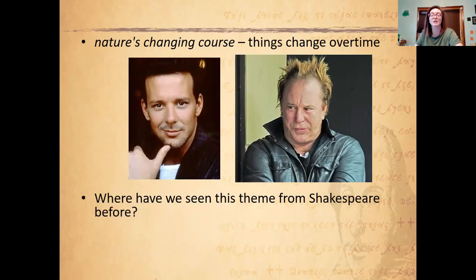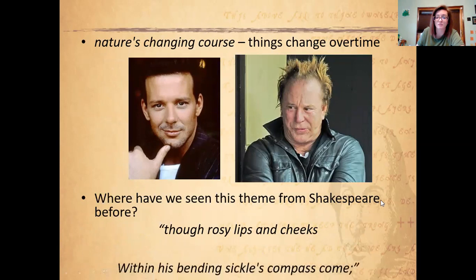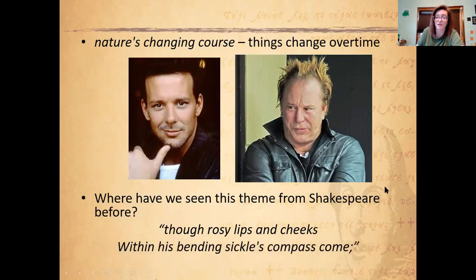Okay, where have we seen this theme from Shakespeare before? Almost in every play, but hold on, I can't read it. Though rosy lips and cheeks within his bending sickle's compass come. Sonnet 116.